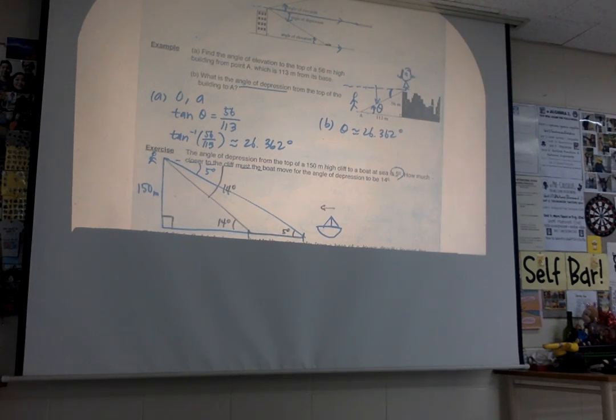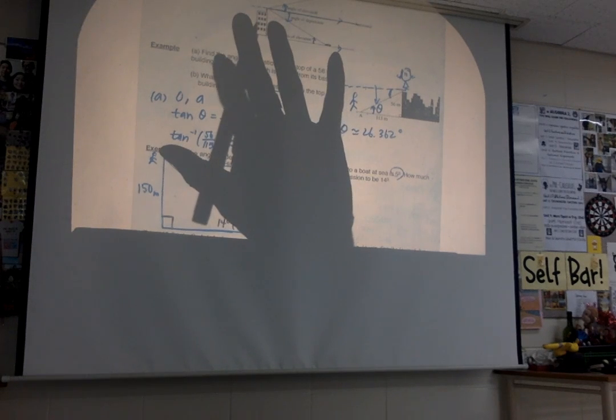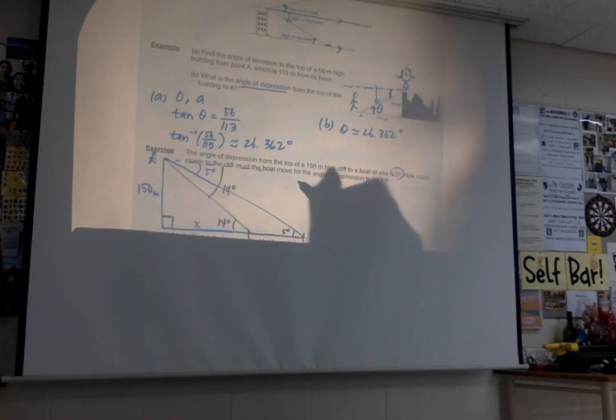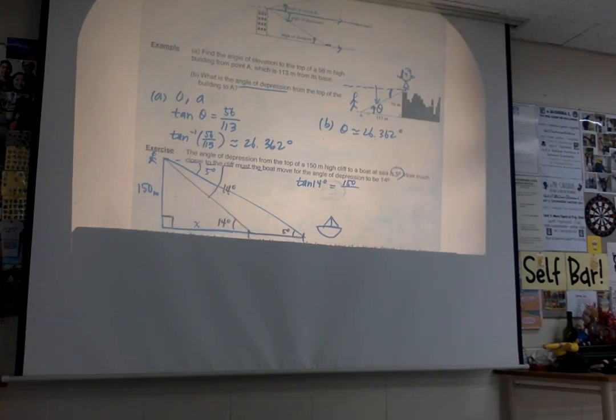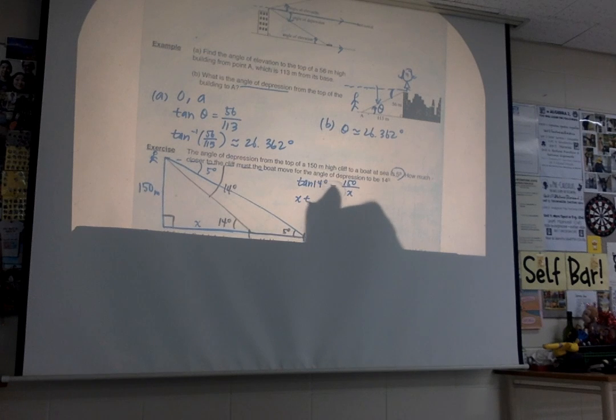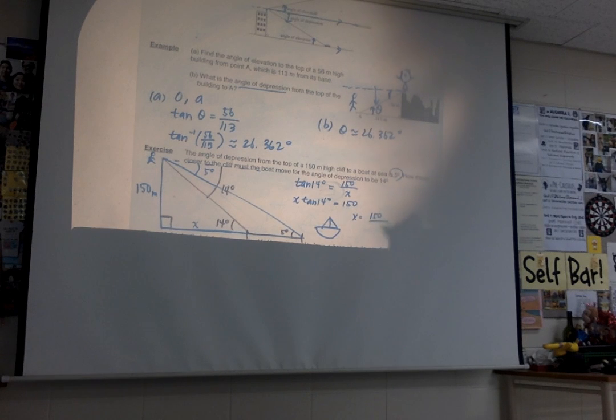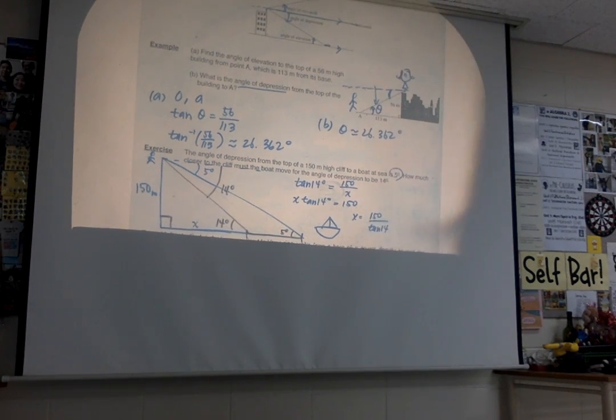There are many methods, but I'm going to do this step by step, one triangle at a time. Let's focus on the smaller right triangle and call this side x. Tangent of 14 degrees, because I'm given opposite and I need adjacent, is opposite over adjacent, so x times tan 14 degrees equals 150. That means x equals 150 over tan 14. Just algebra. Punch that into your calculator. Did you get around 601.62 meters? That means this part is 601.62.